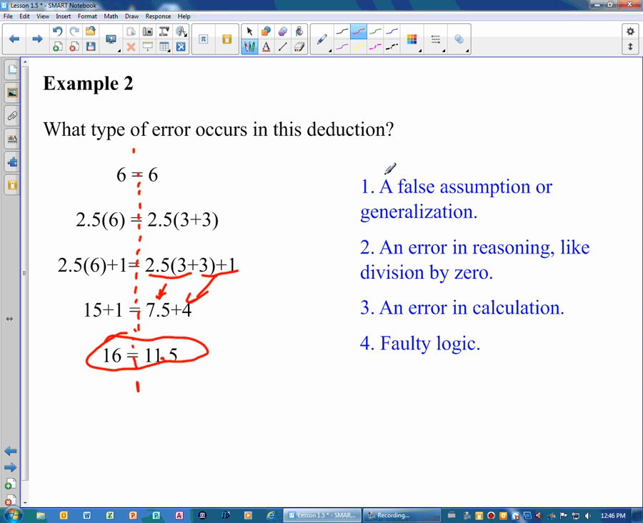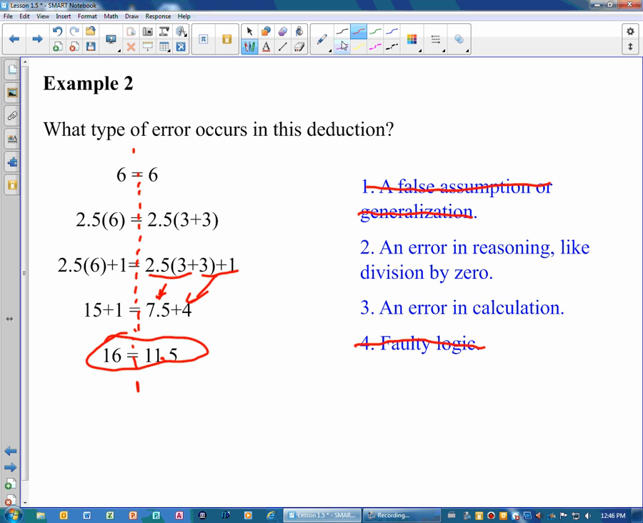All right, so let's start with number one. Did they make a false assumption? Well, there's no assuming here, so it's not number one. Number 2, an error in reasoning like division by 0. That means using math concepts that aren't true. They're certainly not dividing here. Number 3 says an error in calculation. Do you think that they've made an error anywhere that they've calculated? For faulty logic, that's not it either. This is just a straight calculation question. So it's either an error in reasoning or it's an error in calculation.